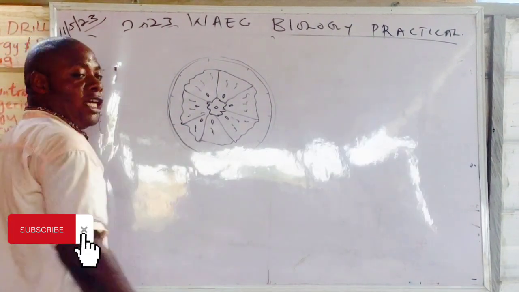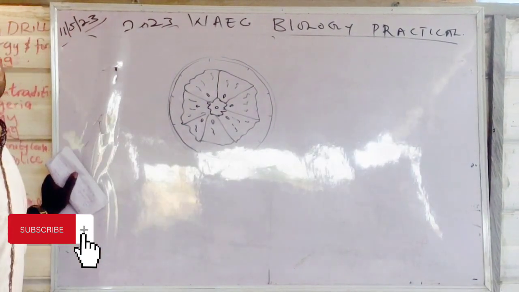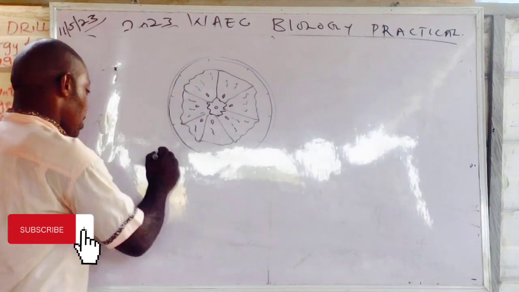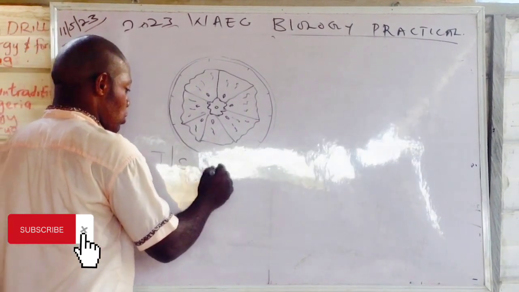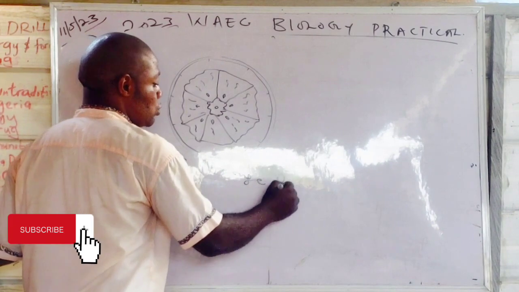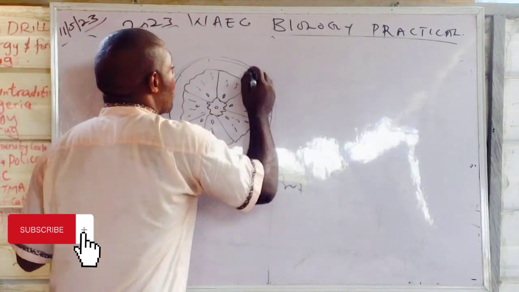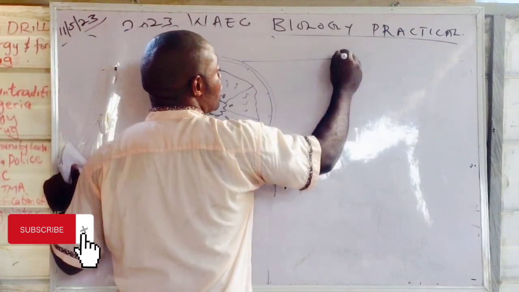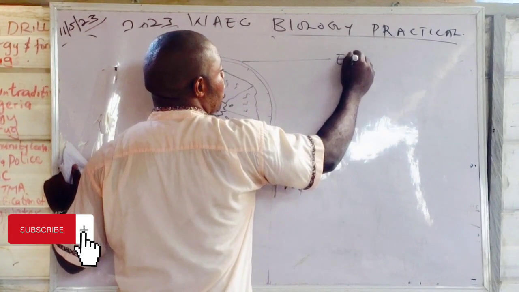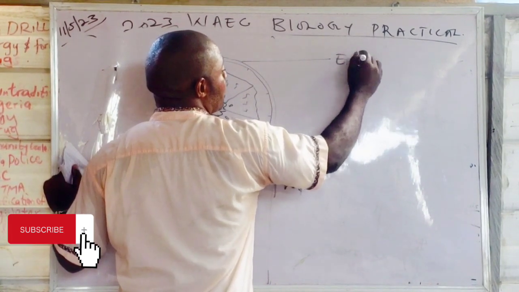Your title will now be, is it a longitudinal section or a transverse section? This will now be what? Transverse section of what? Orange fruit. And your label, don't forget, your label is so clearly. This one will now be what? You guys will talk now. Epicarp.